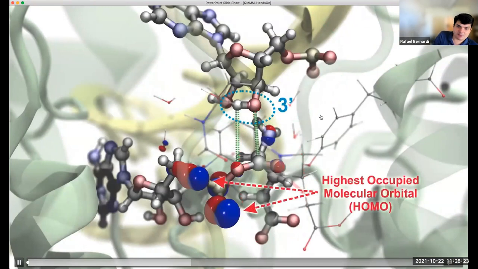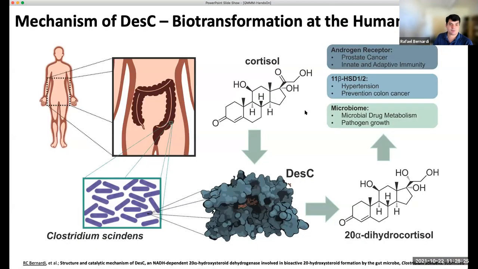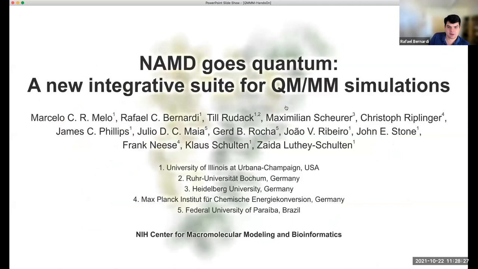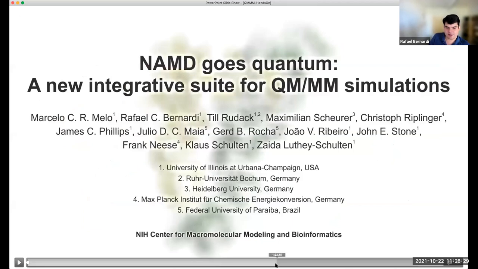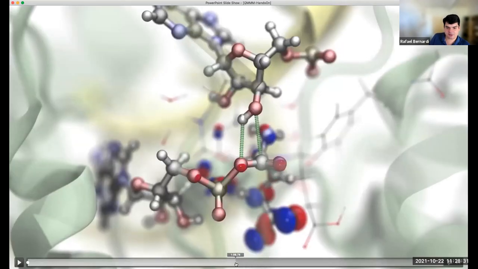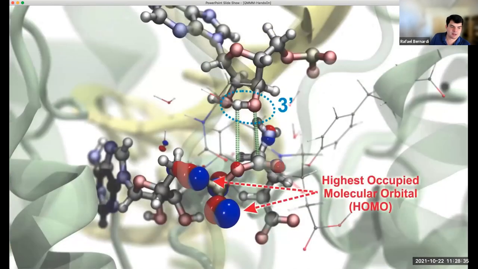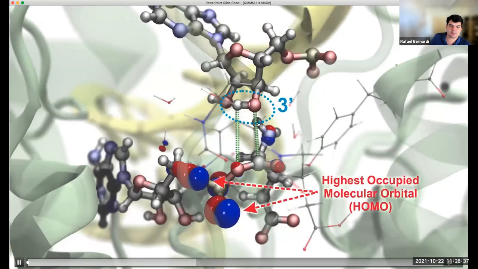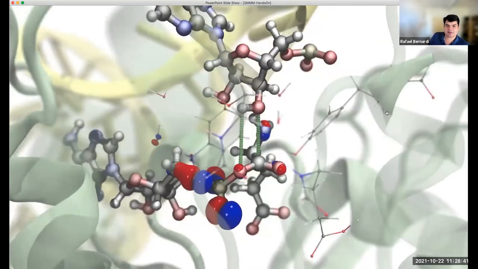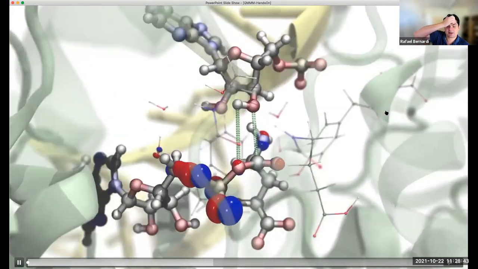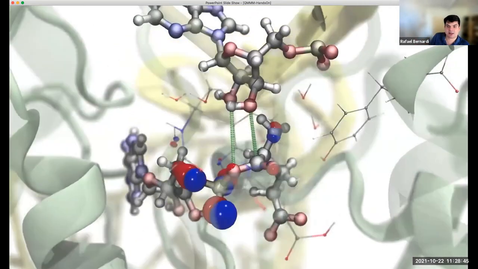So this is the 3' oxygen, which was the one we found should be the lowest energy barrier to cross. Let me go back here. And now you're going to see what happened in the simulation. I'm going to just show you the system a little bit. You can see how the system looks.